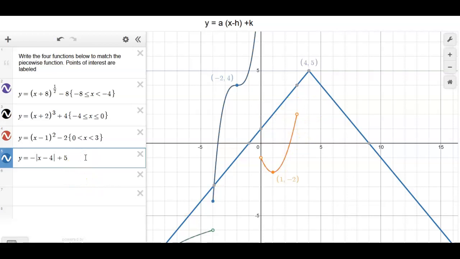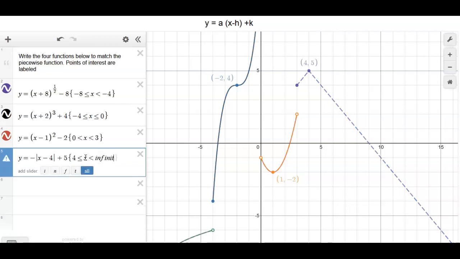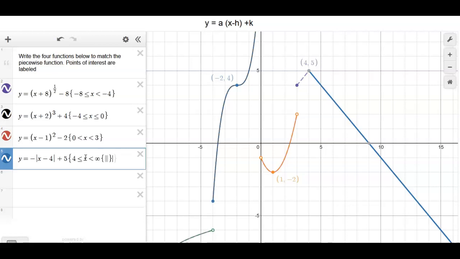And then the last thing we want to do is restrict our domain. So it's going from +4, and it's a closed circle, so we're doing less than or equal to, and it's going to +infinity, so we just want to use the less than. And there we go.